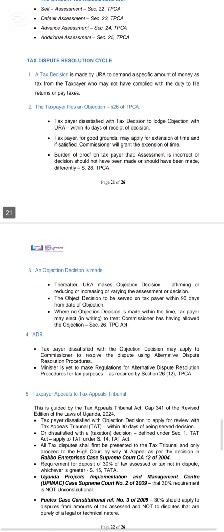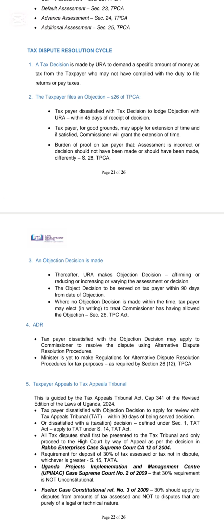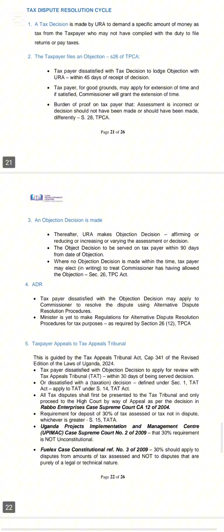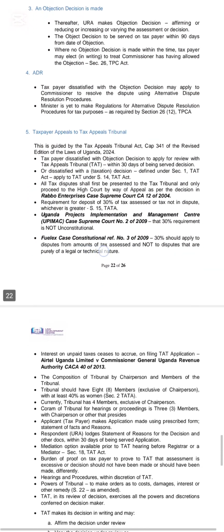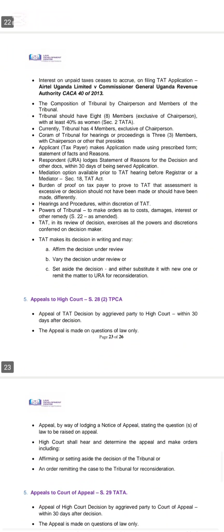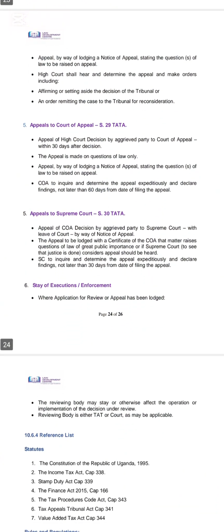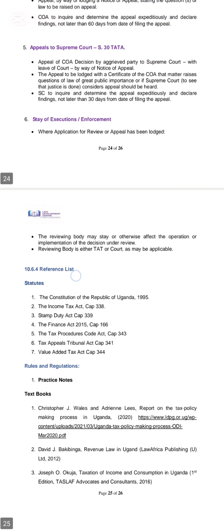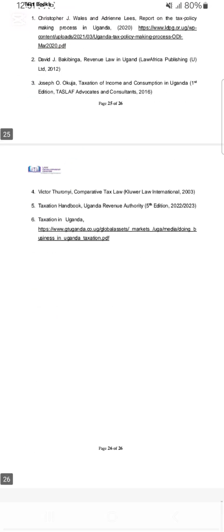Then tax dispute resolution cycles. We have one: a tax decision is made by URA to demand a specific sum of money. The taxpayer files an objection. An objection decision is made. ADR: tax appeals to the tax appeals tribunal, and then after that appeals to the High Court. Then you can also appeal to the Court of Appeal and the Supreme Court. We can also have stay of execution or enforcement. You can apply for stay of execution.